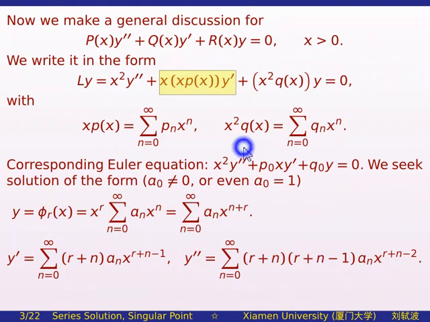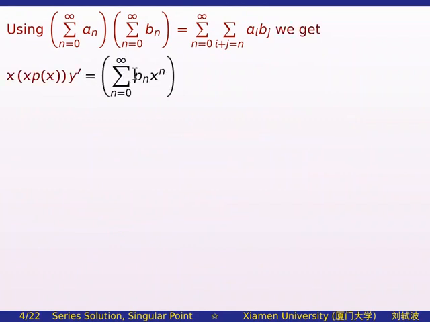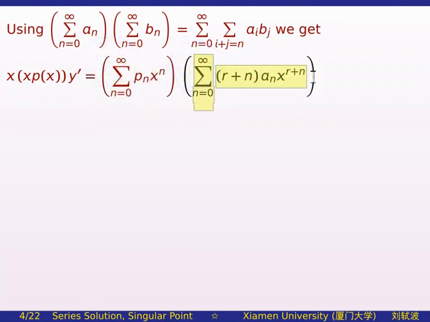Okay, so let's compute these two terms using power series expansion first. So x p(x) y prime is the sum of p_n x^n. This is x p(x). And y prime is this. So x p(x) y prime is this.